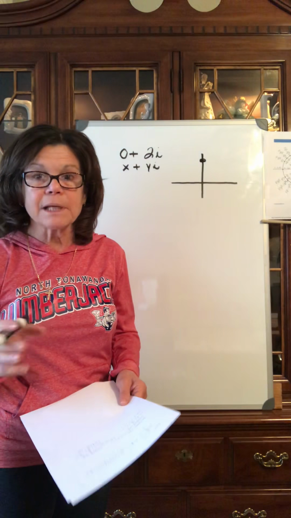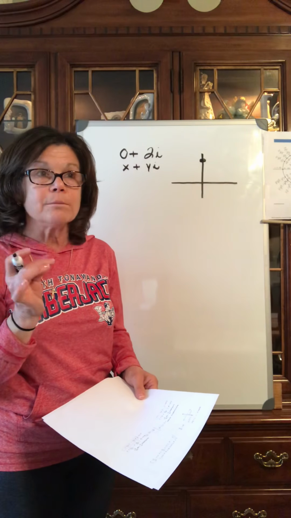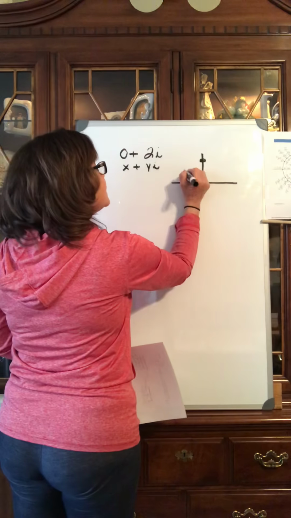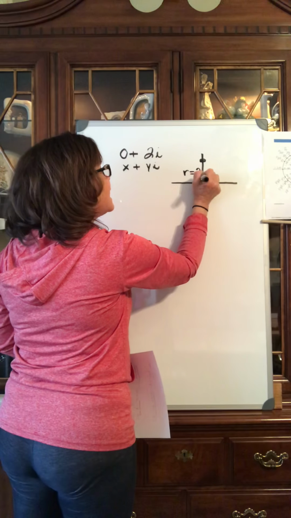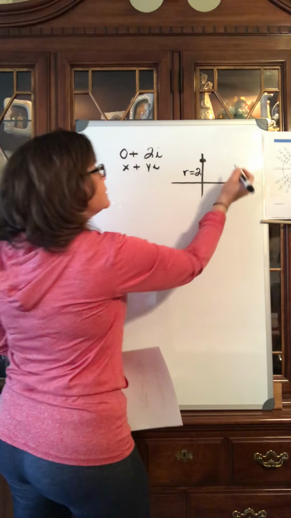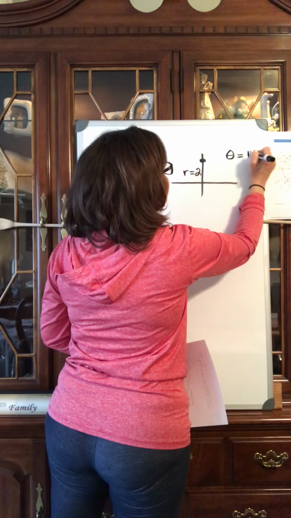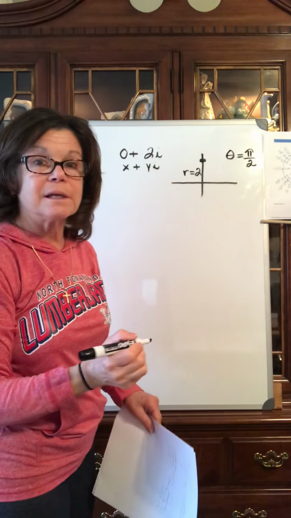I know that r has been the hypotenuse of the triangle, but r is also the distance from the origin to the vertex of the triangle. So for this situation, our r is this y distance, our r is 2. And our theta is the rotation of 90 degrees, so our theta is pi over 2, or 90 degrees.